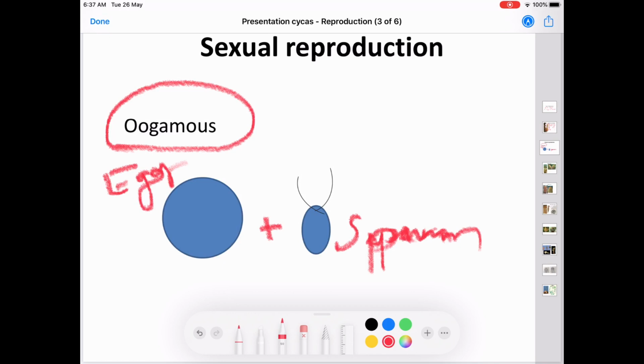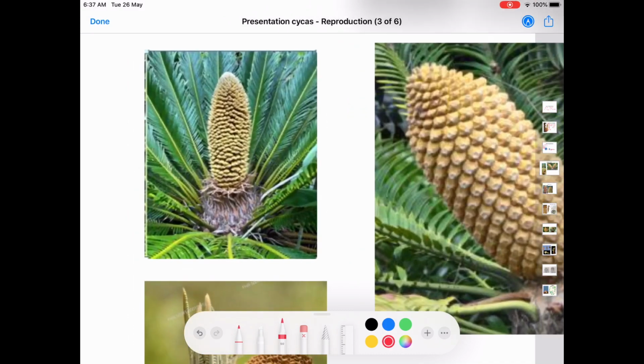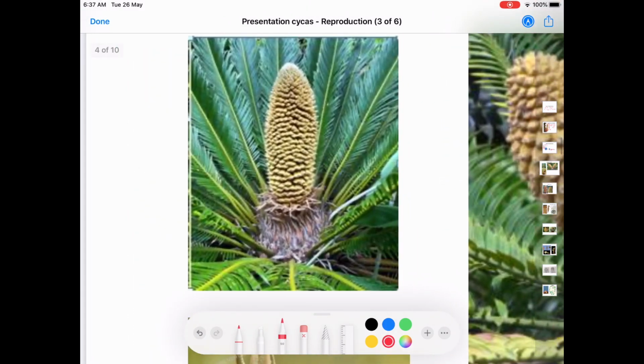Now, coming on to the male reproductive organ. The male reproductive organ in Cycas is developed in the form of a cone. See this, this is the cone. And this cone will be produced at the apex of the plant. You can see where the cone is attached on the male plant. It is attached on the apex of the male plant.